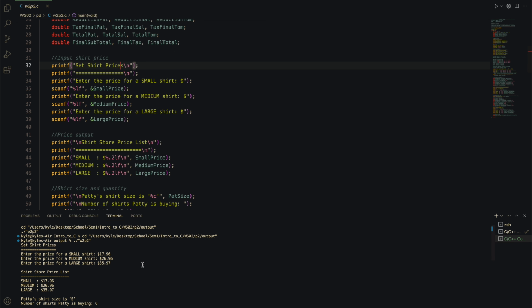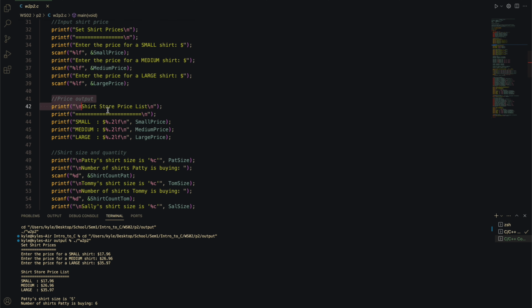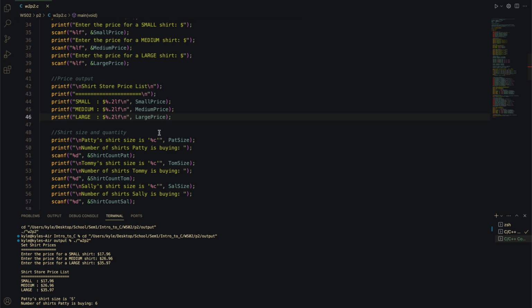Moving on, we do have here the input shirt price. As you saw when I ran the program, this is asking for 3 prompts of the prices of the shirt. And then right here in this section, the price output, it just prints the price that we inputted.